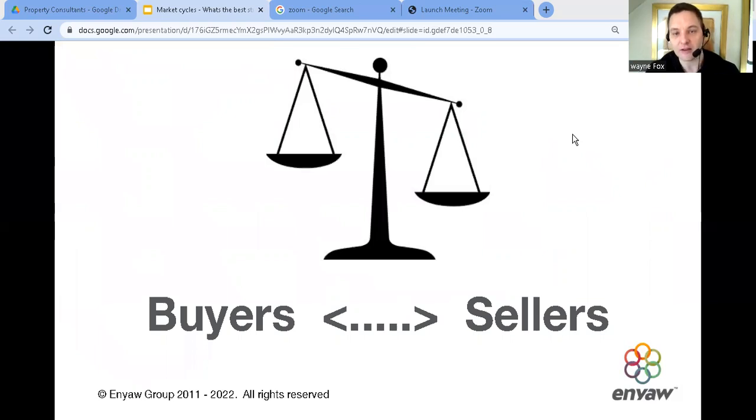And what dictates that is how many buyers there are versus how many sellers there are. This is just the basics of supply and demand. If there's more buyers than sellers, then it means that the value of what they're buying increases. Let's look at an example in real life.